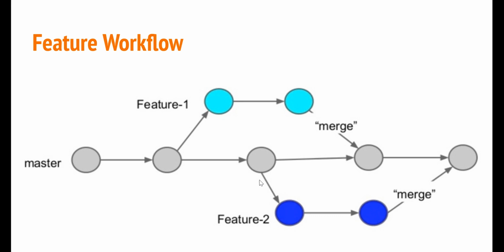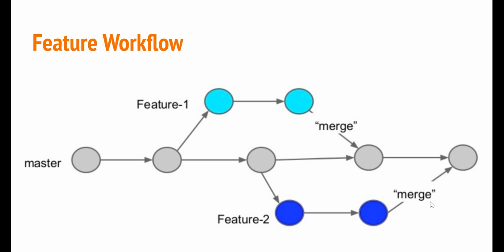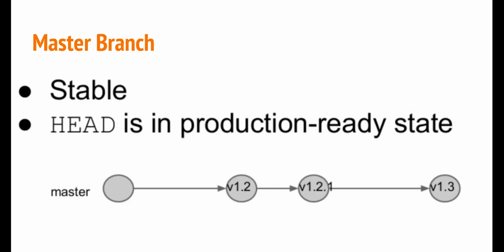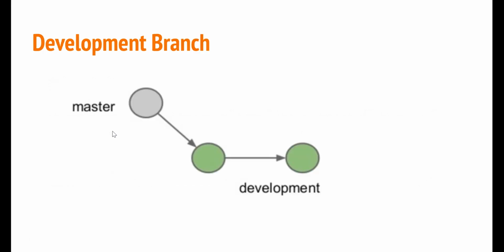Also, out of that master, if we have to develop another feature, we can separate another branch as feature 2, and again after the development has been completed, we'll merge it back to the master. This is how the feature workflow works. Well, these are all the Git workflows. Our master branch is stable and the head is in the production-ready state.